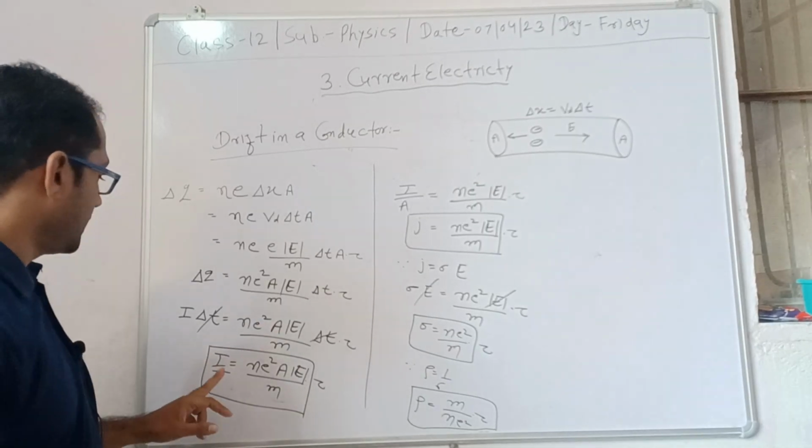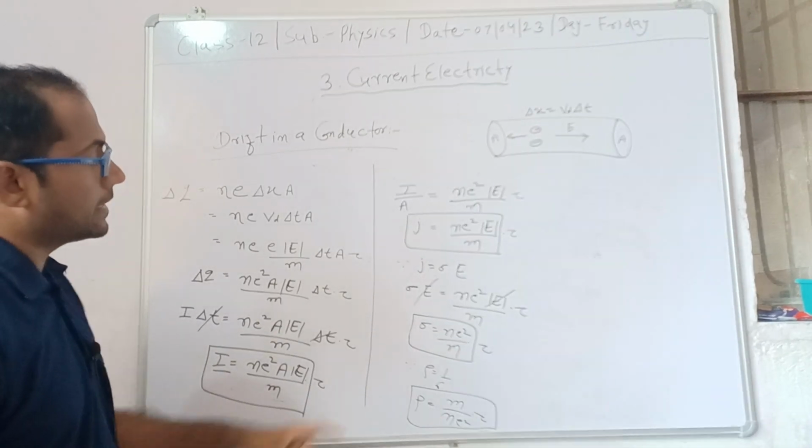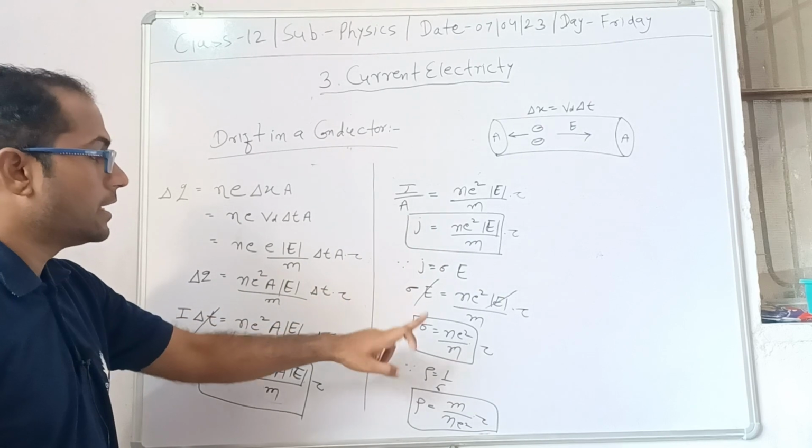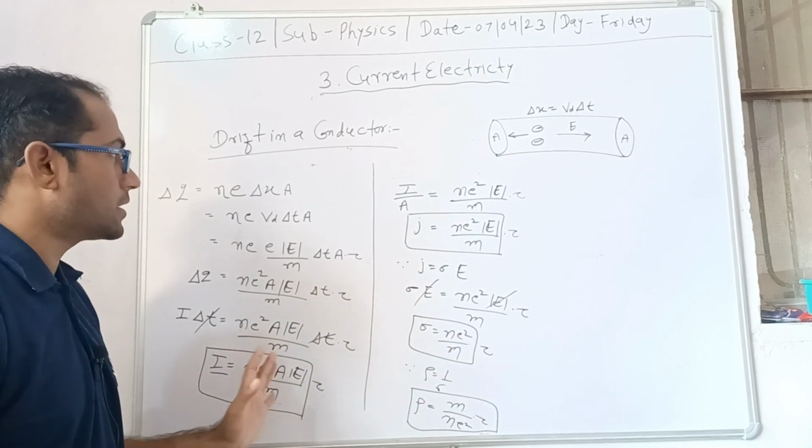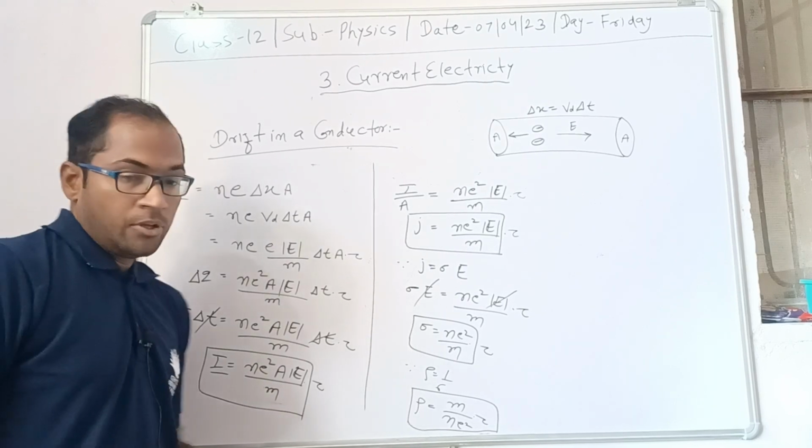Okay, we are getting current. This is the current flow in this conductor, this is the current density in this conductor, this is the conductivity, and this is the resistivity of this conductor.